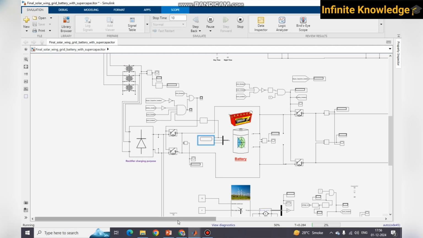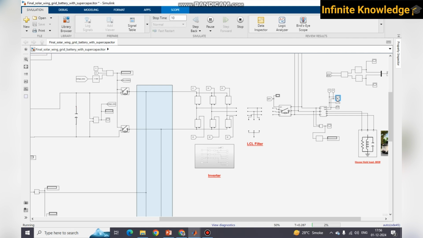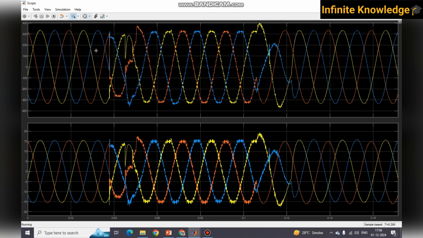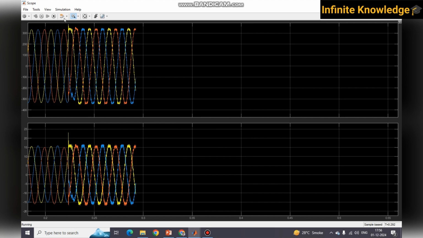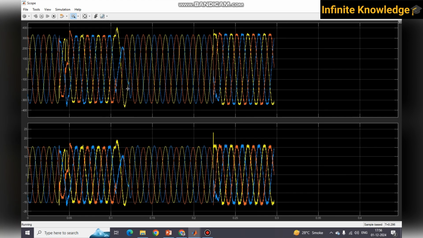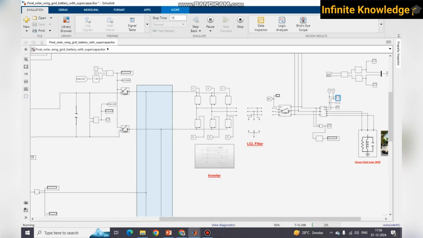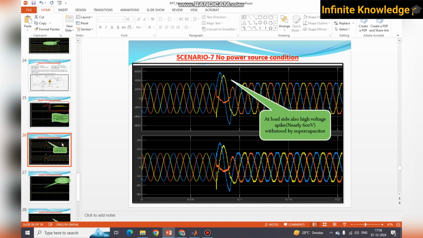And at the output side also, whenever the power fails, okay. So initially the high spike is withstood by the supercapacitor, this one, and then the battery. So this scenario is covered in the simulation part. The initial spike is covered by the supercapacitor and then it comes to the battery.